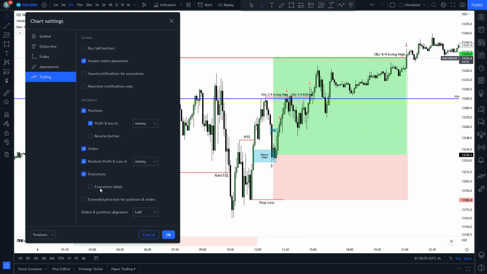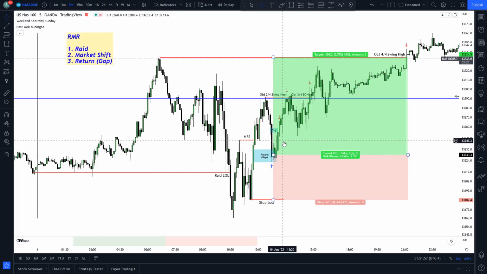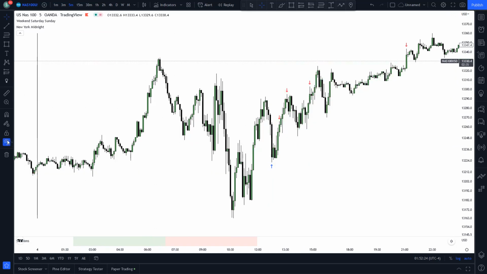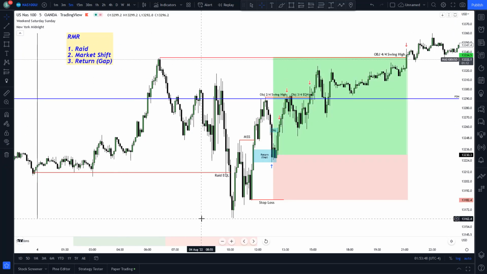And I can turn on the execution labels for you as well. So as you can see guys, the entry right there doesn't get any more perfect than that. Overall, I would consider this day very, very choppy. So if you don't know what you're looking for, price looks completely messy and it doesn't seem like any precision is taking place. But if you know what you're looking for and break it down into a step-by-step process, such as the RMR pattern, things will start to clear up very quickly and you'll be able to see precise entries such as this one.